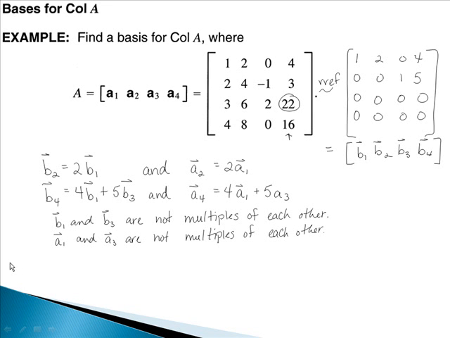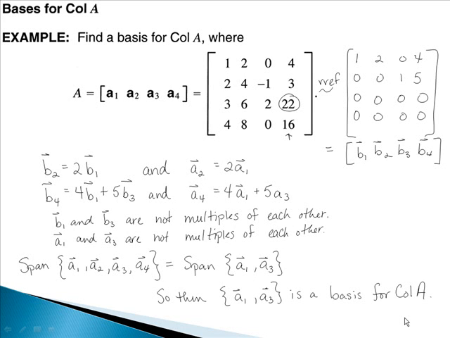So using our spanning set theorem, the span of my vectors A1, A2, A3, and A4 is equal to the span of simply A1 and A3. So we can discard A4 and A2 since they were linear combinations of one or both of these vectors. So then our set of A1 and A3 is a basis for the column space of A.